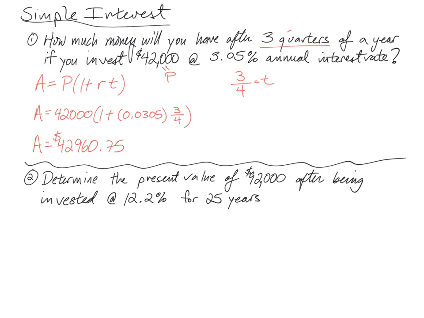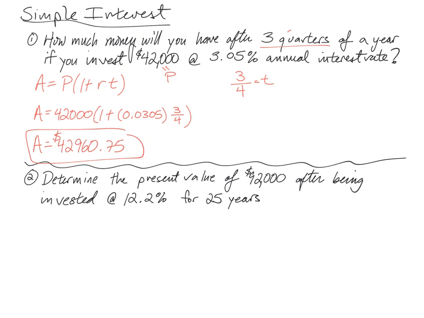$42,960.75. And you always want to go out to 2 decimal places when you're trying to find an A value or a P value, because we are talking about money. The furthest out it'll ever go in real life, and not in terms of stock markets or anything, is 2 decimal places. Okay. Example 2.